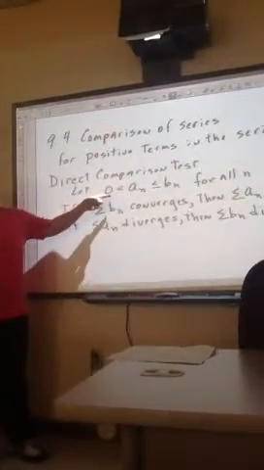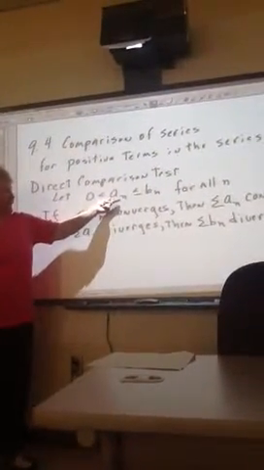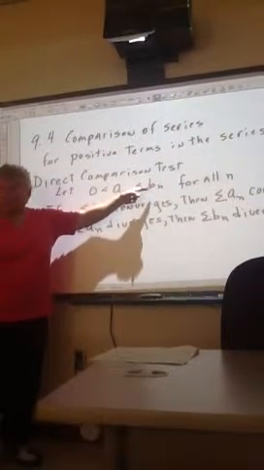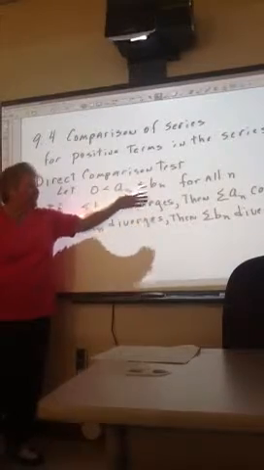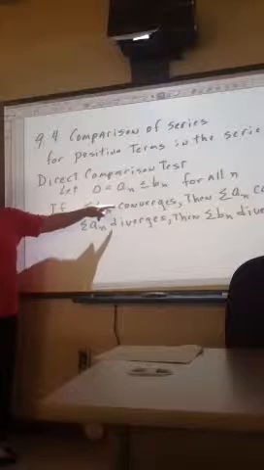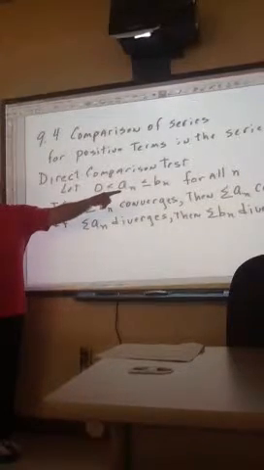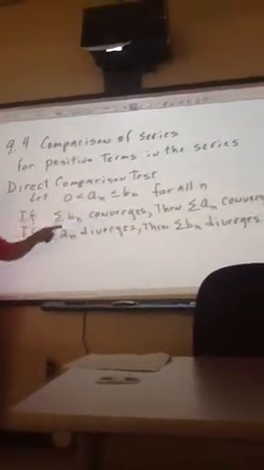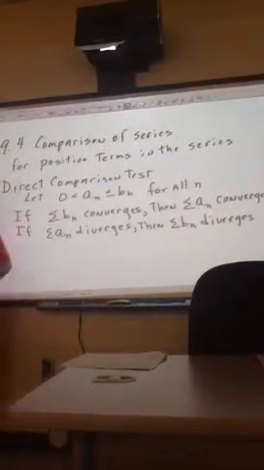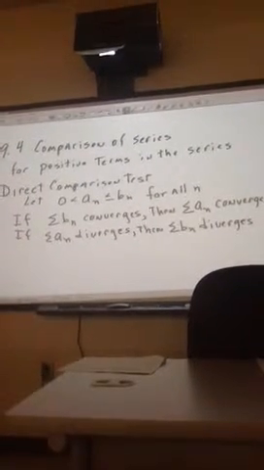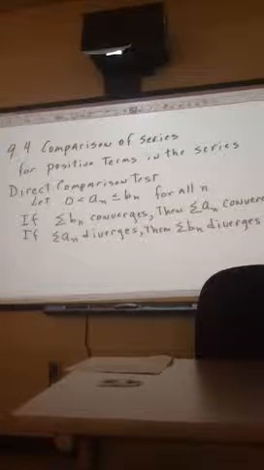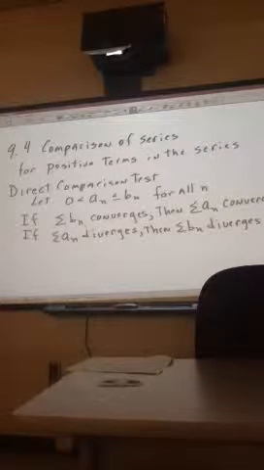My two series are such that the terms in the A series are less than or equal to the individual terms in the B series. If you know that the B sub n converges, then you're guaranteed that A sub n will converge. If the A sub n diverges, then you're guaranteed that B sub n will diverge. And I hope I'm going to help you see why this makes good sense.